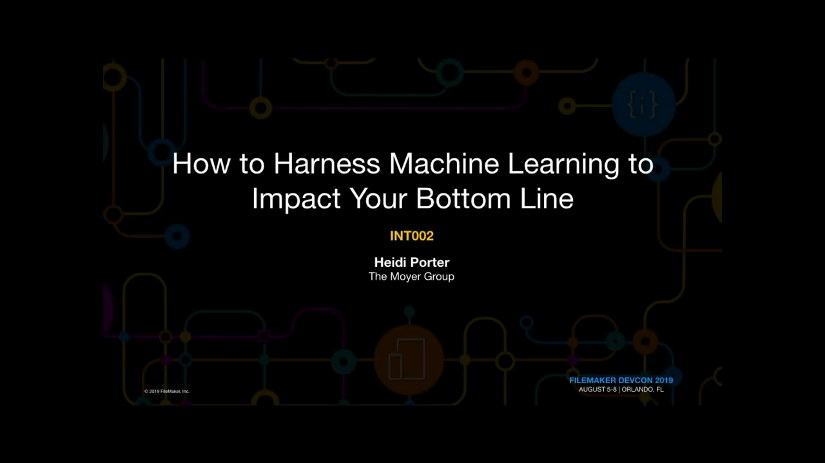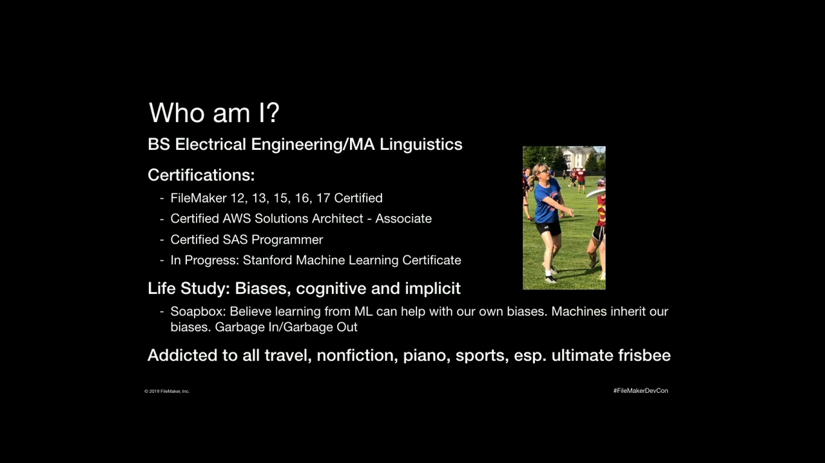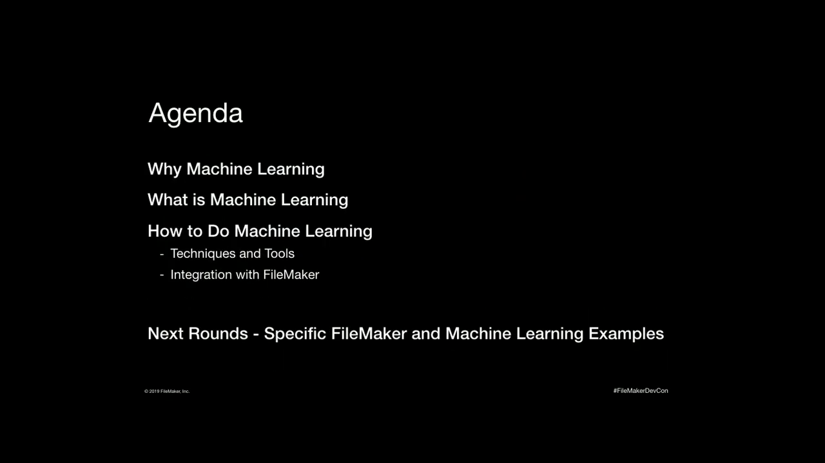So we're here about how to harness machine learning to impact your bottom line. It's a lightning round. It's going to go lightning fast, and we'll give you some resources to learn from at the end. So to that end, I'm going to flash by who am I, my certifications, degrees, et cetera, likes, dislikes, and the agenda, which is the why, what, how of machine learning. And then we're going to show you specific examples of FileMaker and machine learning.